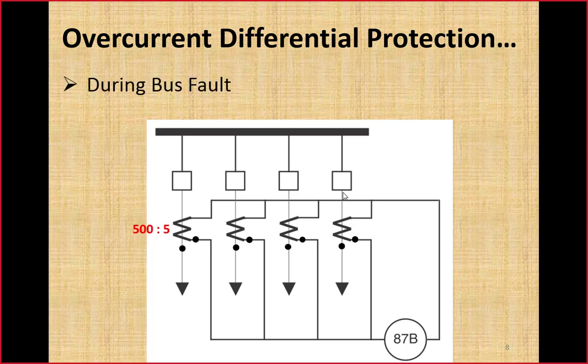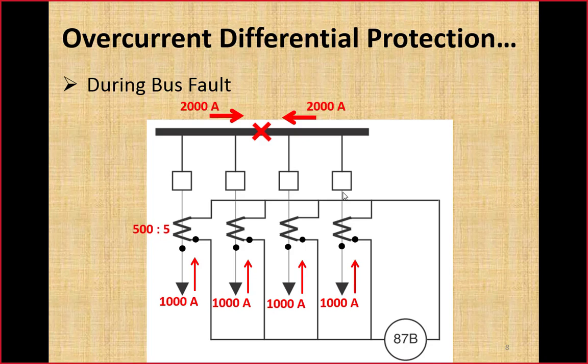Now let's see what happens during the bus fault condition. In the same system, this time we have introduced a bus fault, and for the simplicity of analysis, we will assume that contribution towards this fault from all the circuits will be the same. So here this is the direction of flow of current. So current will flow from all these circuits towards that fault which is on the bus. And let's assume the contribution is 1000 ampere from each circuit. So in this way total fault current will be 4000, contributed 1000 ampere from each circuit.